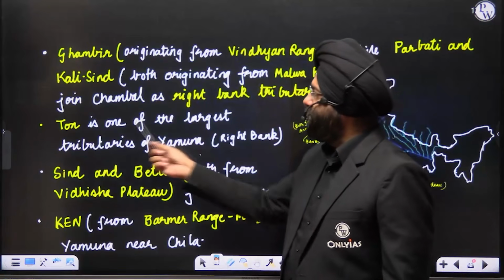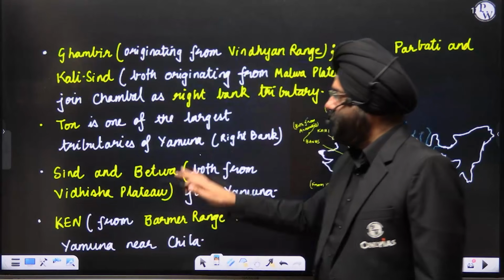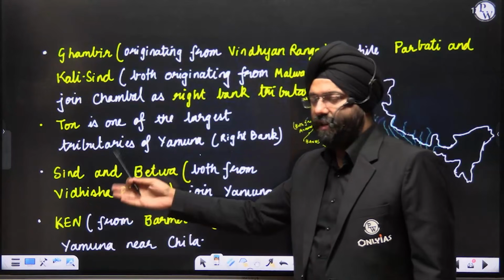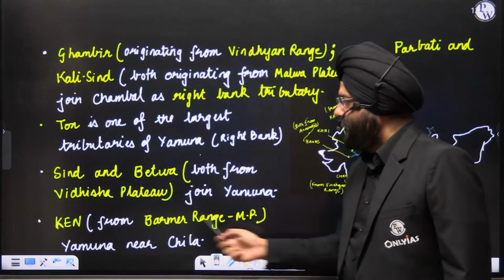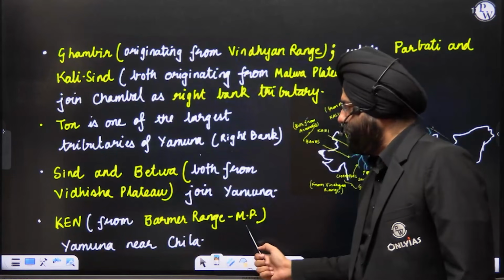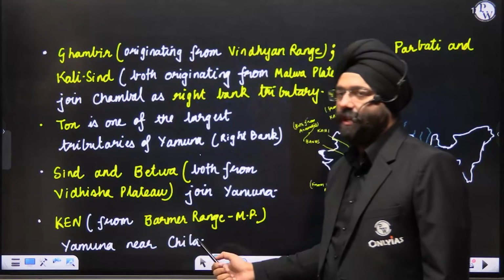Now, Tons is an important tributary. Now comes another few rivers. Please understand, we'll read it and then go. Sindh and Betwa, both from the Vidisha plateau, join Yamuna. And Ken from Barmer, Madhya Pradesh, joins Yamuna near Chila. Let's see them.